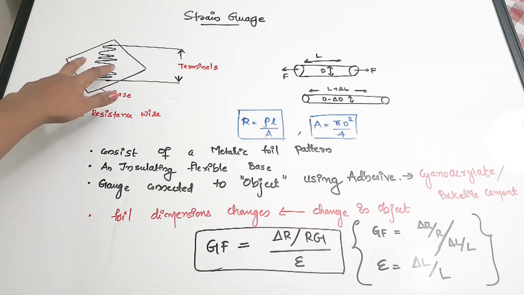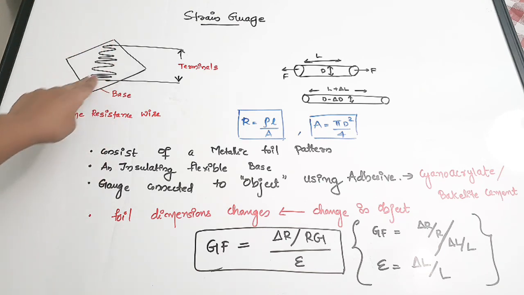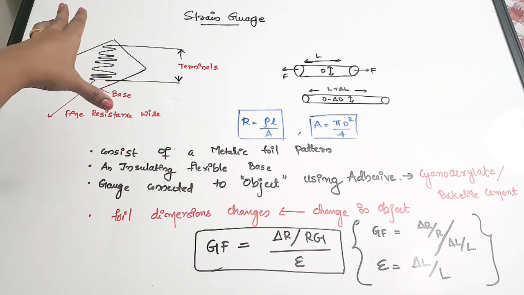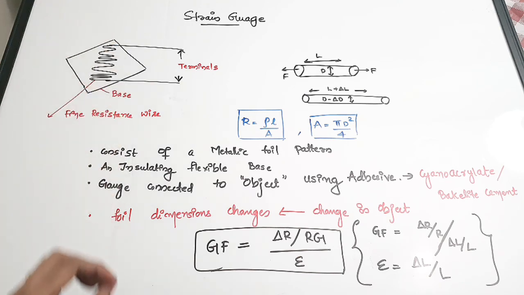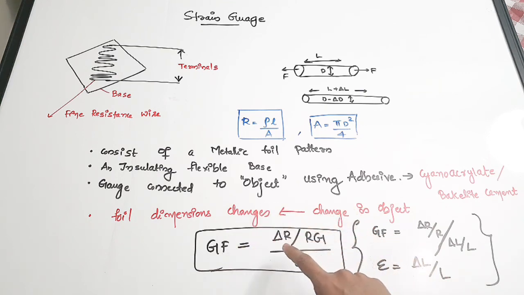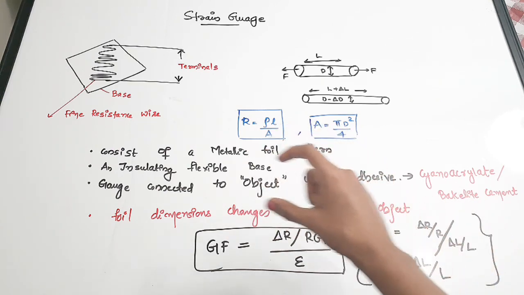The length and the diameter of this wire, that is this pattern, will also change, and as a result the resistance of this wire will change, and we'll measure the change in resistance of this wire in the strain gauge using a Wheatstone bridge. And there is an equation connecting the gauge factor, change in resistance and the strain, and using this formula we'll find out the strain associated with that object.